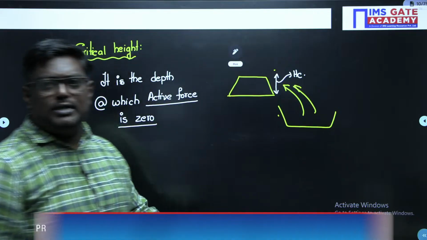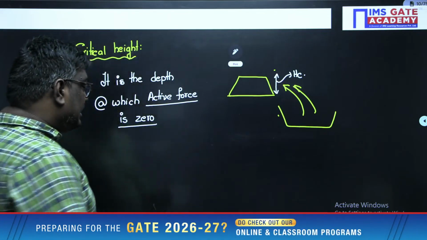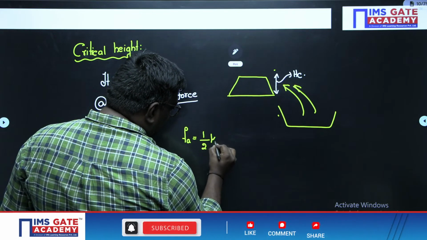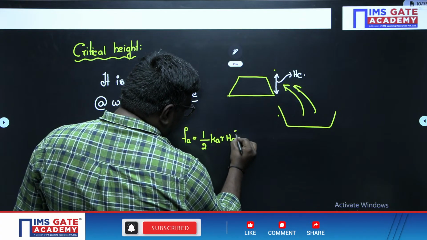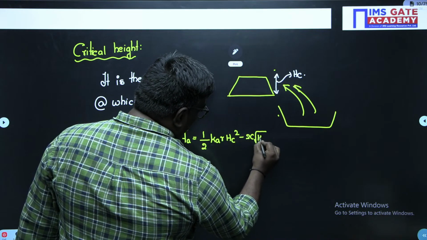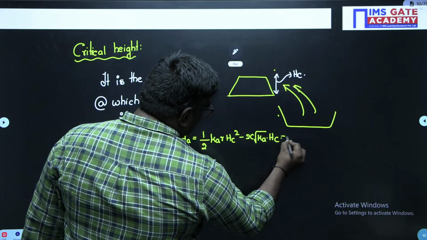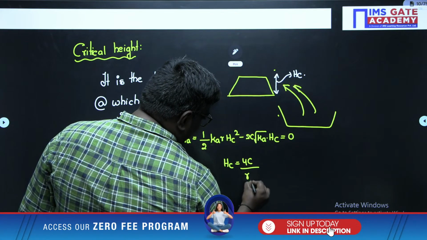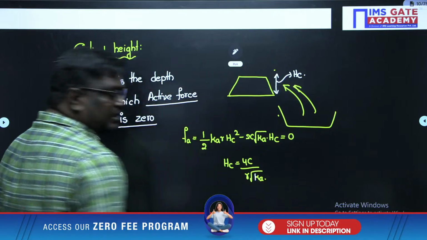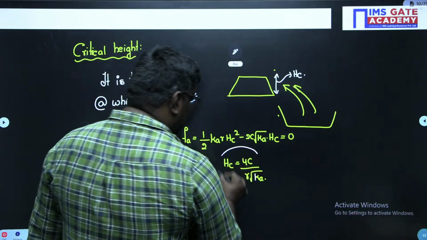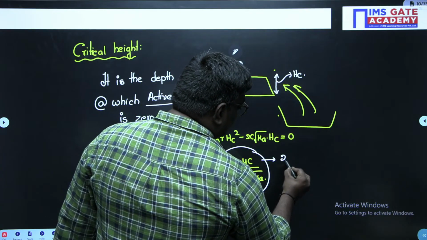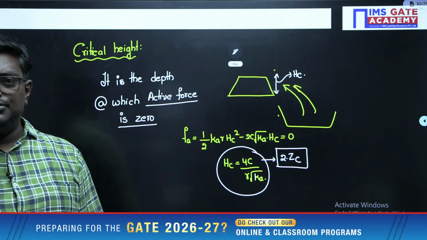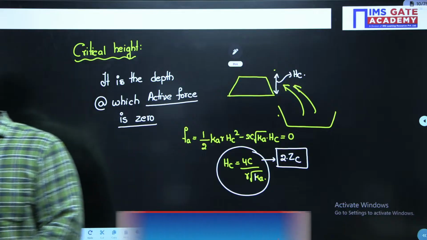So, my dear students, what is the formula for active force? Active force is nothing but half Ka gamma hc square minus 2c root Ka into hc is equal to 0. Here hc can be written as 4c by gamma root Ka, or you can write this value as 2 into zc. Clear, my dear students? So please write down about the critical height.